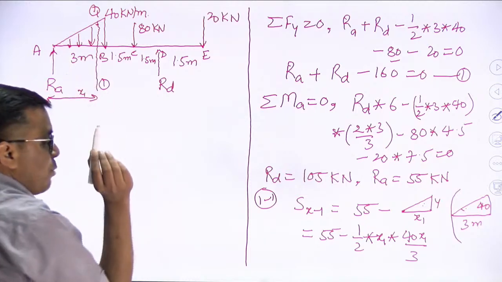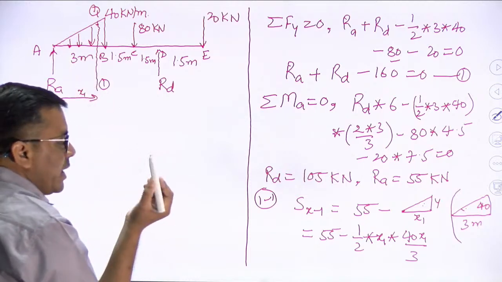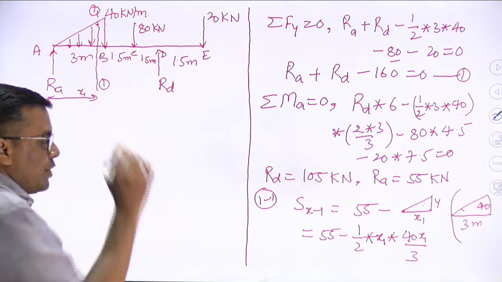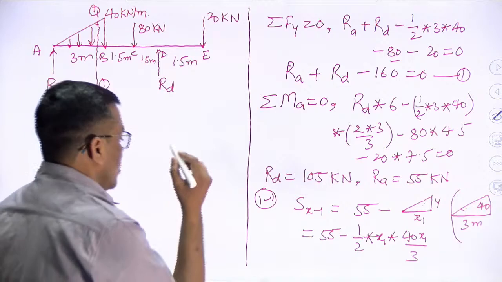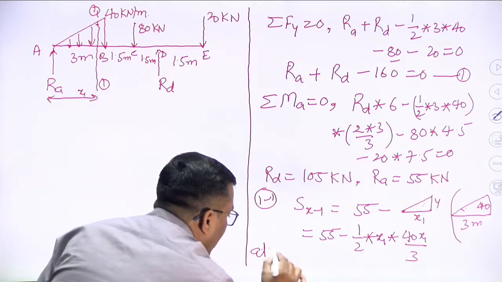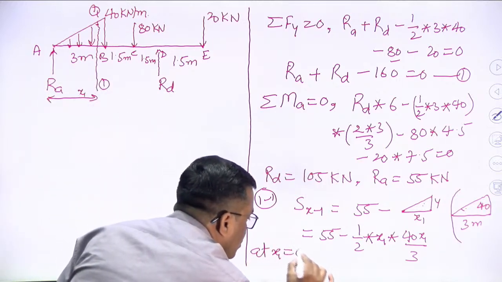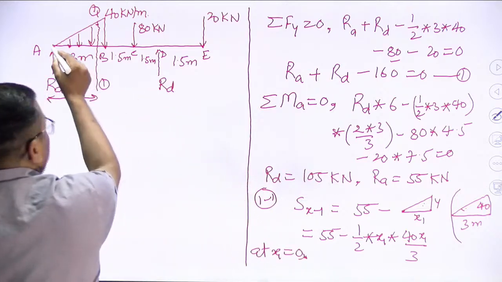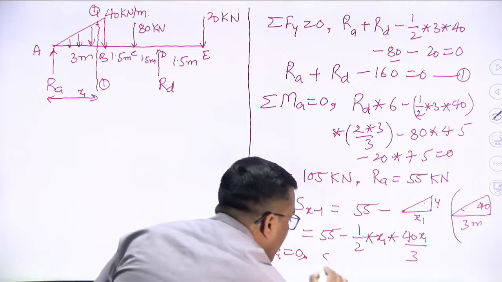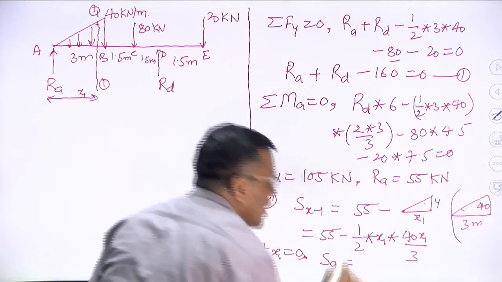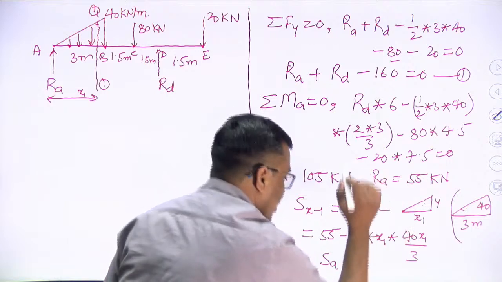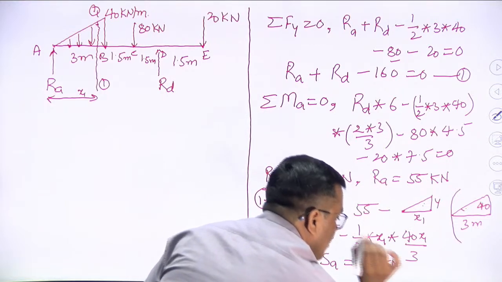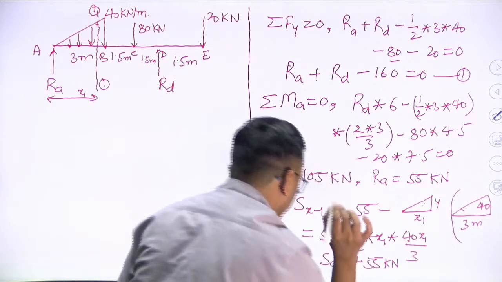Now, from which point to which point is this equation valid? From A to B. So now I am putting the value. So at x1 equals to 0, x1 equals to 0 means at point A. At point A, how much will be the shear force? This term is going to be 0. So it is 55 kilonewton. Positive? Yes, it will be positive.